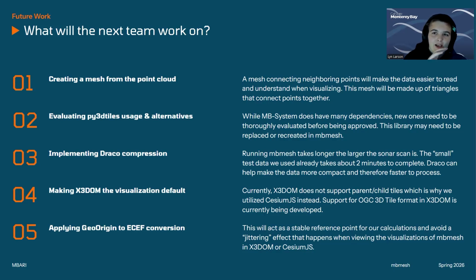As you can see, those demo videos were actually sped up. And also make X3DOM the visualization default, as well as adding GeoOrigin to the ECEF conversion. This is because a jittery effect will sometimes happen in X3DOM, and GeoOrigin can help fix that by giving it a centralized location, essentially, to make its calculations on.